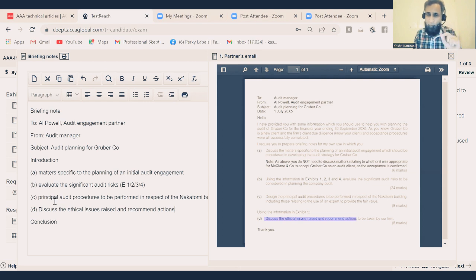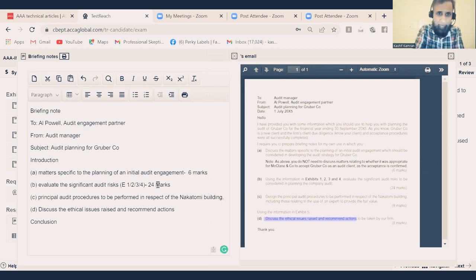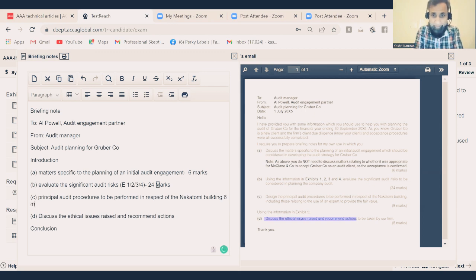Now, something before I close my partner email. Examiner is saying that I need to evaluate the risk from only the 4 exhibits and the marks available to me is 24. I will delete the marks later. At least I know how much to write. For the matter specific to planning, I just have 6 marks. So at least I know how much to write. So I'll just put the marks and I will later delete the marks once I wrote the answer. For the principal audit procedures, I have another 8 marks. And then finally, for ethical issues, I have 8 marks. So that's how you're going down with it.